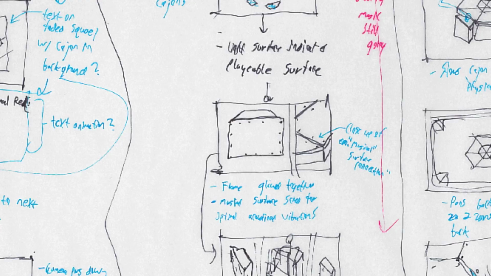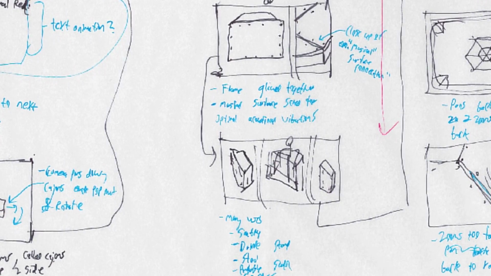I don't know if that'd be a rendering of the finished product. It'd be cool to somehow show how they have the acoustical holes. That's the next. I'm not sure what these two shots are. Close up of musical surface connection. Frame glued together, musical surfaces screwed for optimal acoustical vibrations. Yeah, all the acoustical surfaces are lighter and they're screwed on purpose.